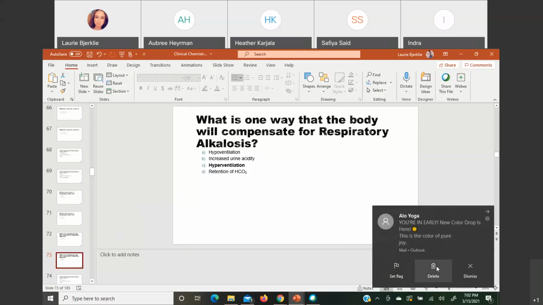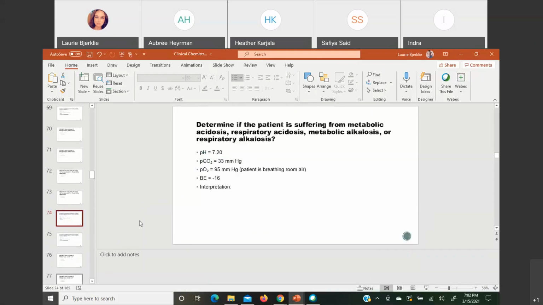Okay. Delete. All right, here is another case study. I'll have you guys work through this one on your own. Determine which category it is in. You have your values, so start with the pH and go from there. If you need any reference ranges, let me know. I'm going to give you a minute here.